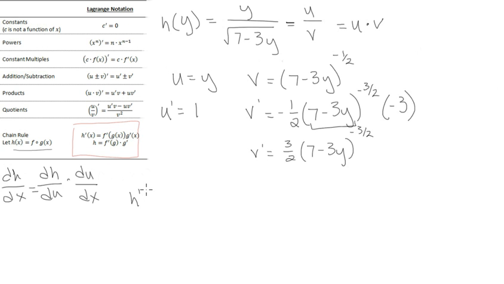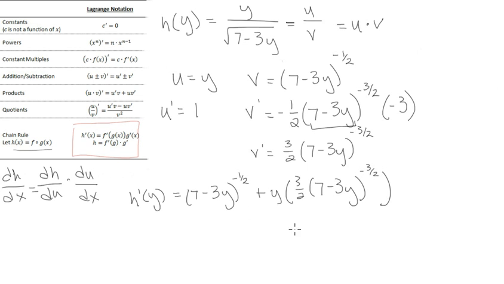Finally, the derivative of h with respect to y is going to be the derivative of u times v unchanged, so that would be (7 minus 3y) to the negative 1/2, plus u, which is y, times the derivative of v, 3/2, (7 minus 3y) to the negative 3/2 power. So if you want to, you can simplify that a little bit farther, but for the sake of time, we'll leave that there.